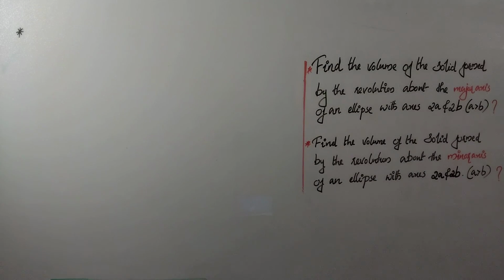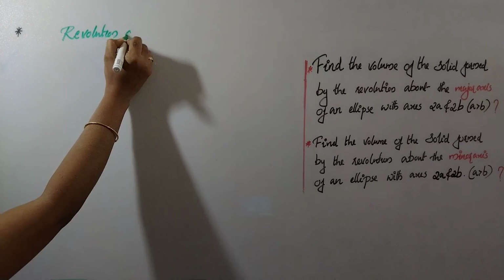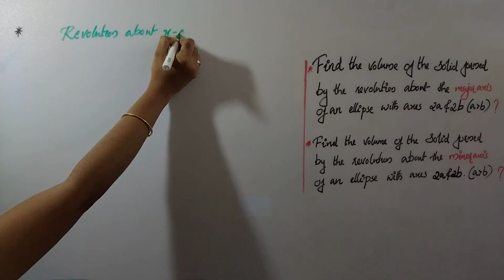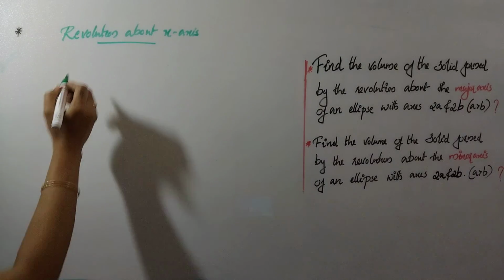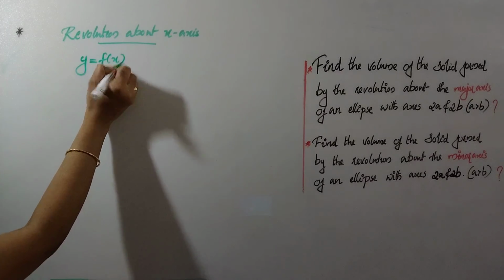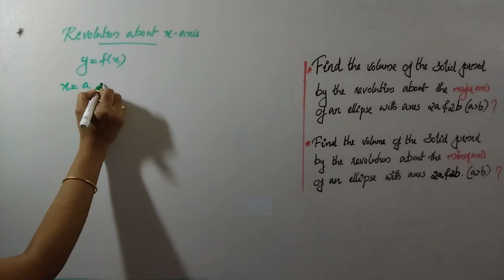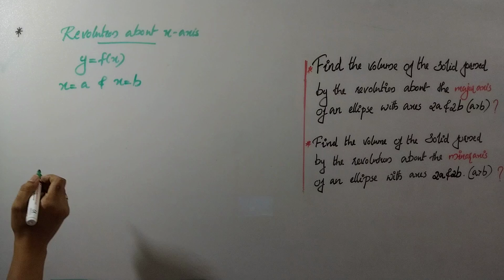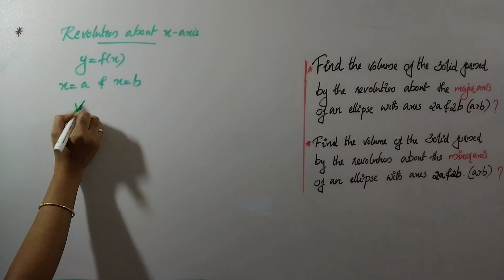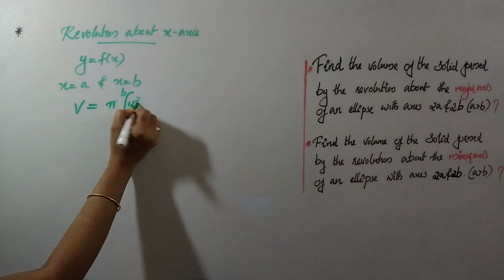Now, to find the volume of solid of revolution, the revolution about the x-axis: if the area bounded by the curve y is equal to f of x, the x-axis, and any two fixed lines x is equal to a and x is equal to b, be revolved about the x-axis, we get a solid of revolution and its volume v is given by pi into integral a to b y square dx.